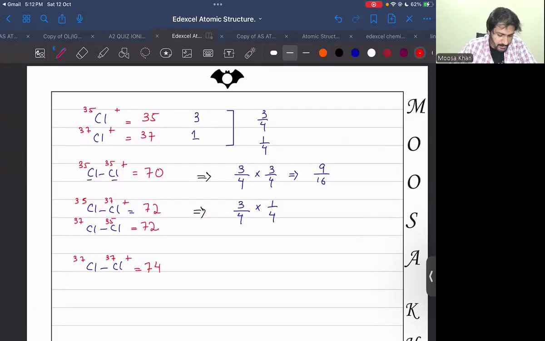This is also giving you the same mass. So the chances of having a molecular ion peak with the mass number 72 is actually not just due to this molecule, but also due to this molecule. How would you find its probability? It should be equal to 37 is 1/4 and 35 is 3/4.